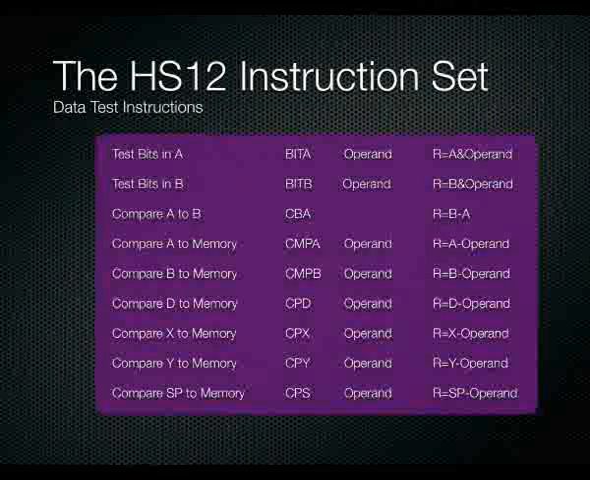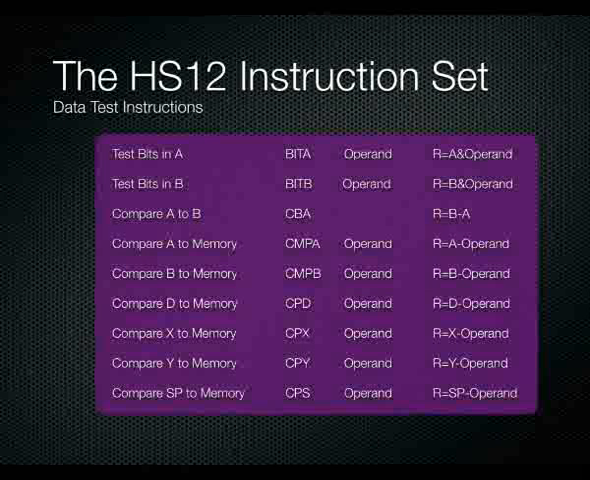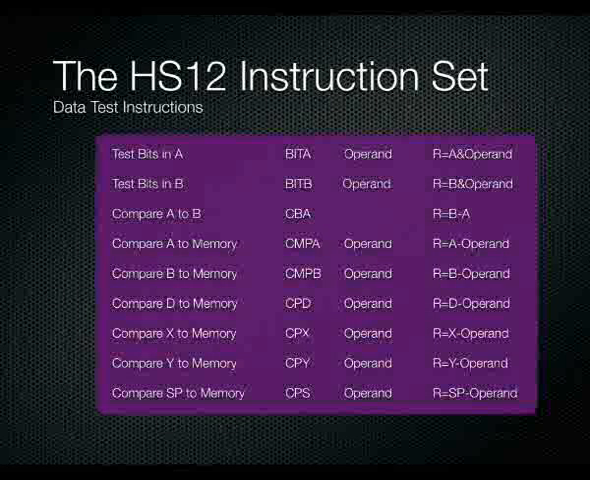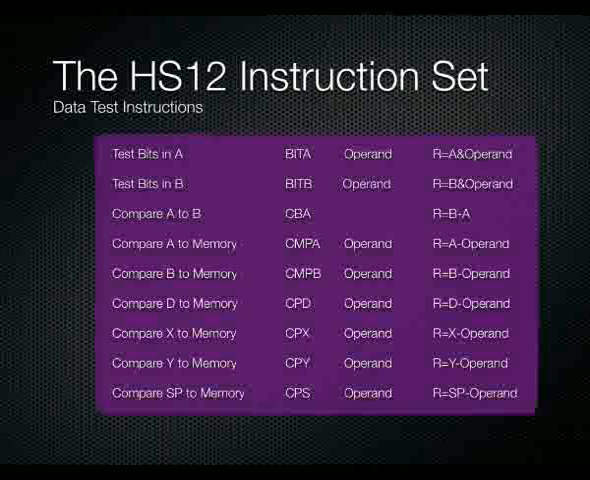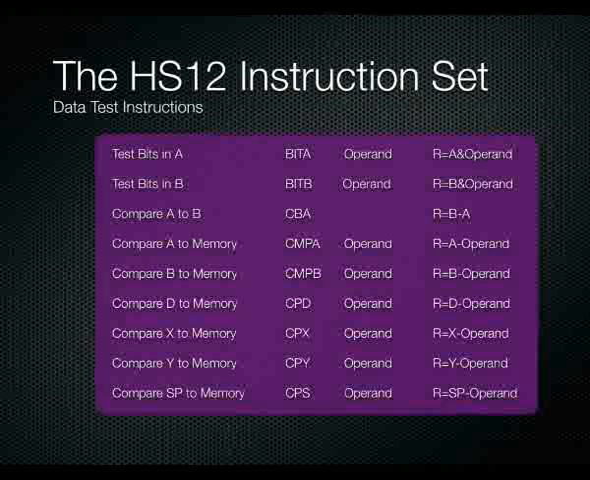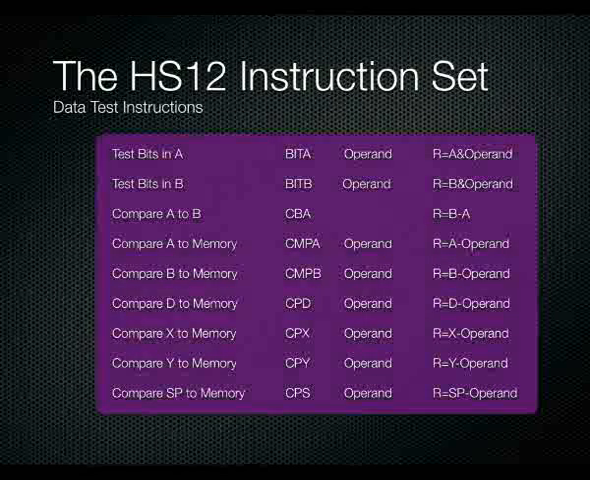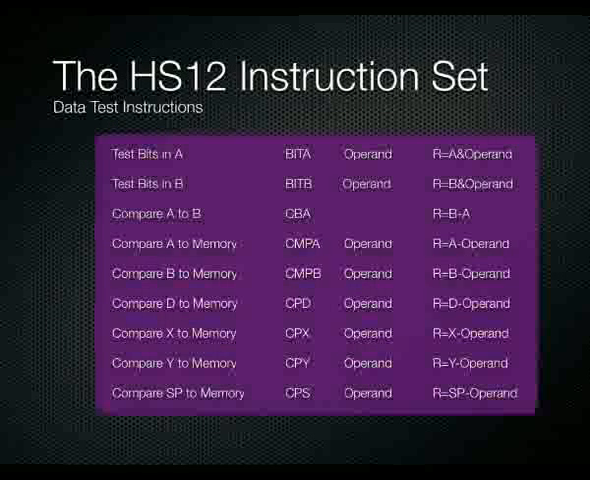The other thing we can do inside our accumulator is data test instructions. We can test the contents of accumulators or test the contents of memory and things like that. As a result of a test, it sets the various bits inside our condition code register. I'll come back later, when we talk about conditional branching commands, because these rely very heavily on the bits in our condition code register to decide whether they branch or not.